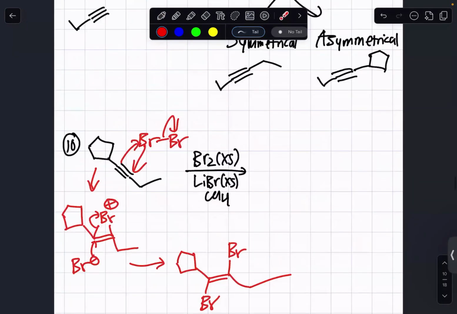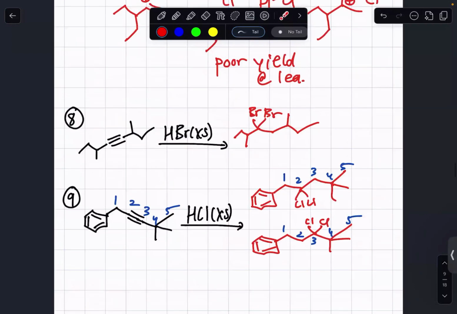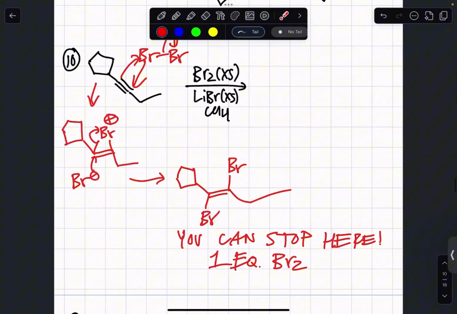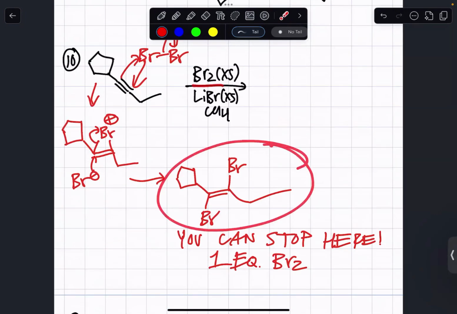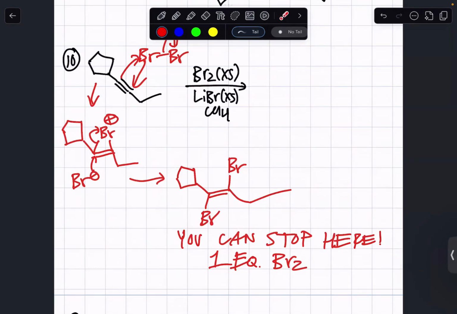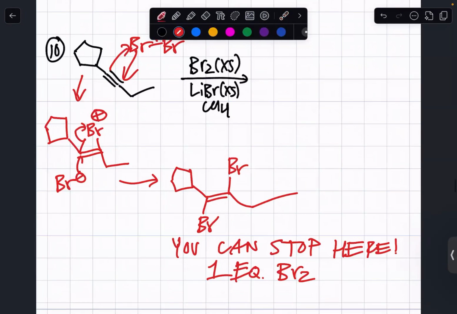You cannot do that with HBr in 1 EQ, right? It's going to keep going all the way until you get a geminal dihalide. But when you have an X2, you can actually stop at this product here with 1 equivalent. Yes, we'll do one with H2O present after this one. But if you do have excess, then we just do the same thing.